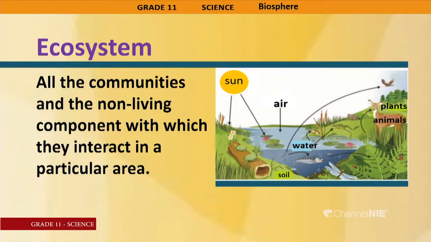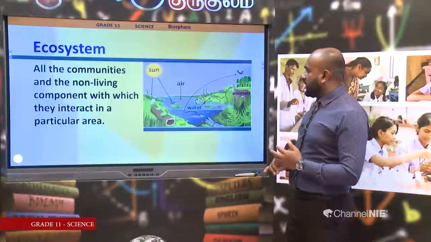All the communities and the non-living component with which they interact in a particular area is called the ecosystem. Looking at the definition, we can identify the things in an ecosystem. All the communities, so there we consider all organisms and the non-living component, and they interact with each other. We need to consider the interactions also. These interactions can happen between living things and living things, between living things and non-living things, and between non-living things and non-living things. As a result of all these interactions, we get an ecosystem.